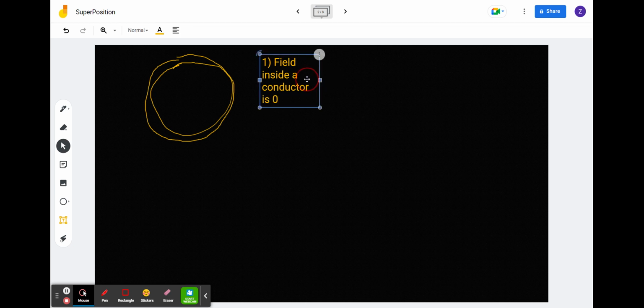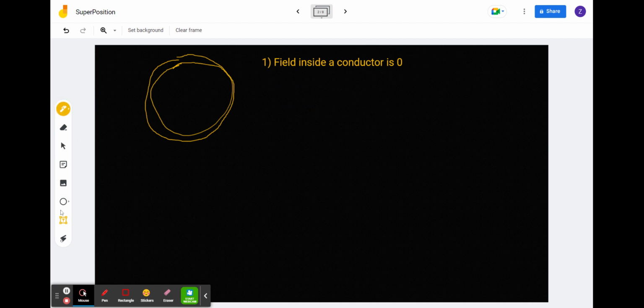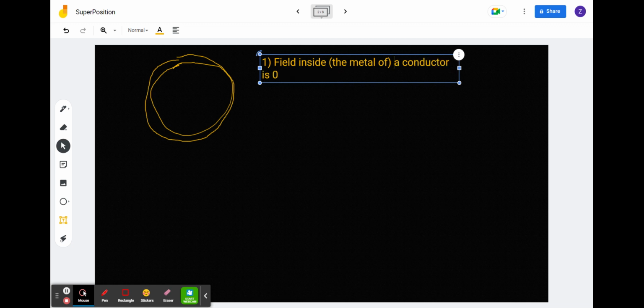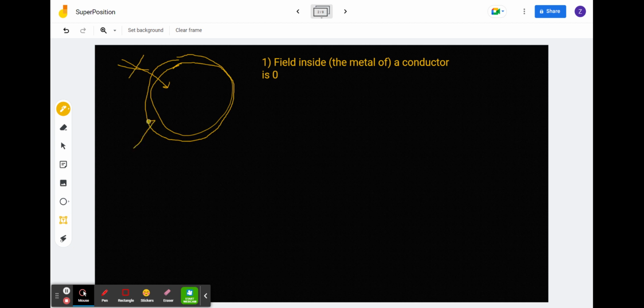Always, always, always. Regardless of the configuration, you will never get a situation where the field inside the conductor is nonzero, and when I say inside, I should clarify, I mean inside the metal of a conductor, or the material of the conductor. So when I say inside, I don't mean here. This is not what I mean. I mean this right here, in the actual material of the conductor.